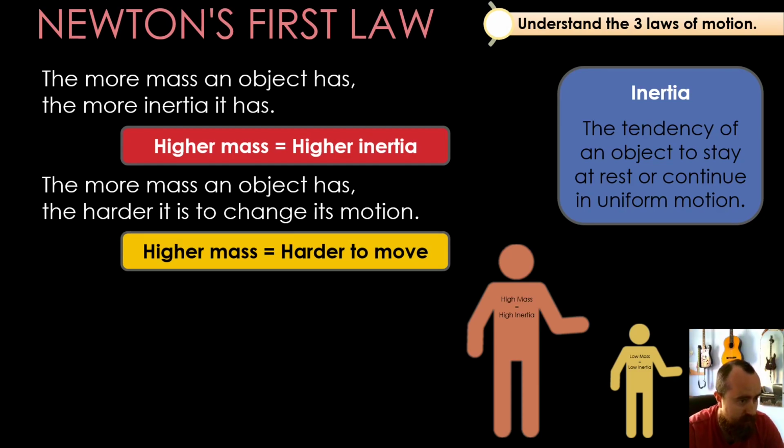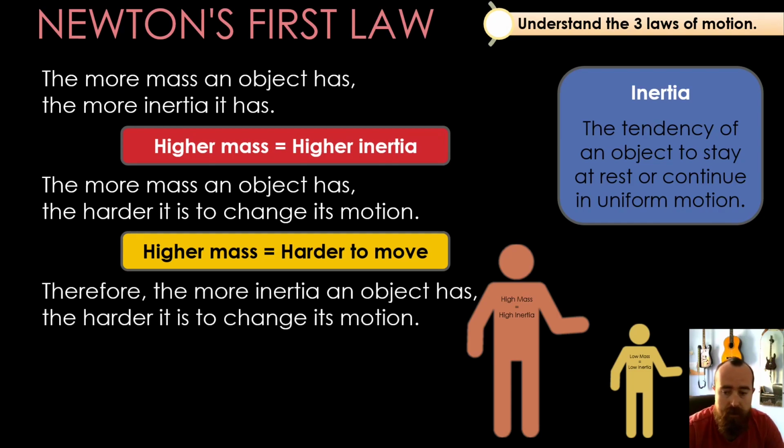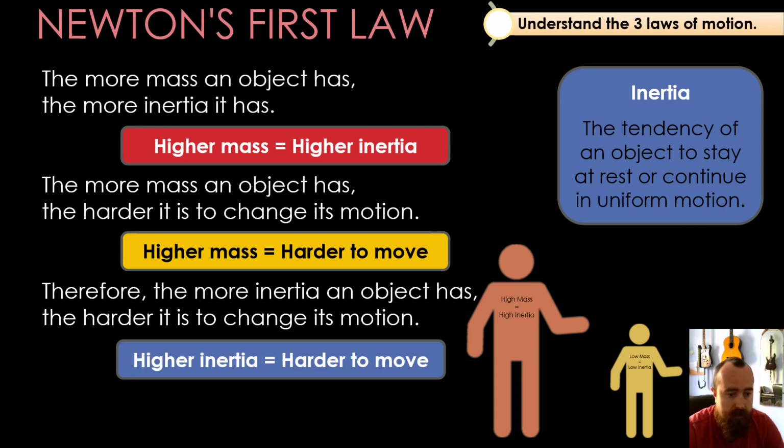We've already said, though, that if something has a high mass, it has a high inertia. So if something has more inertia, that must mean that it's harder to move. Higher inertia means that it's harder to move. We know that because we know that higher mass is the same as higher inertia. We know that higher mass is the same as harder to move, so therefore higher inertia must also mean harder to move. Let's have a look at our definition.